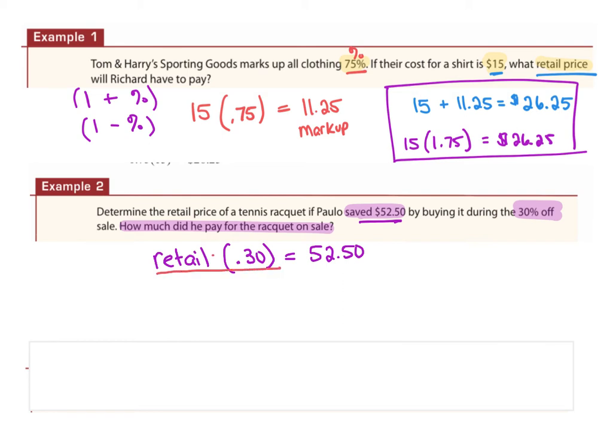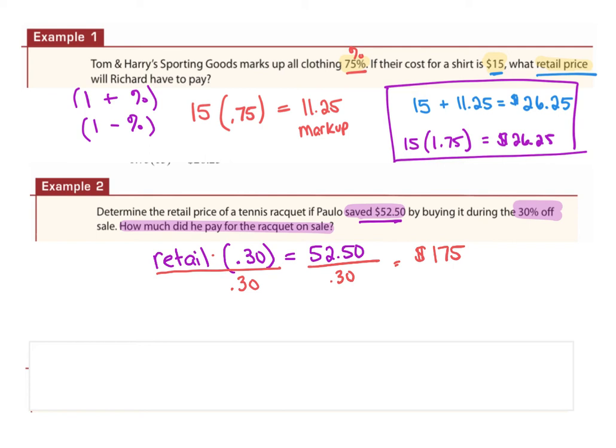What's happening between the retail price and the 30%? It's multiplication. So then how am I going to solve for it? I'm going to divide both sides by that 0.3. And that's going to give me $175. So what did I solve for? You solved for the retail. What did they ask me for? How much did he pay?